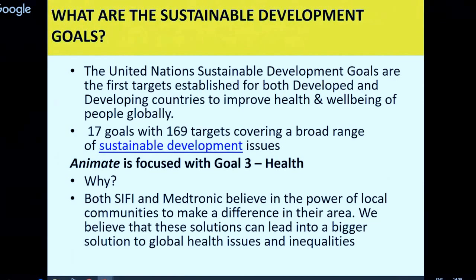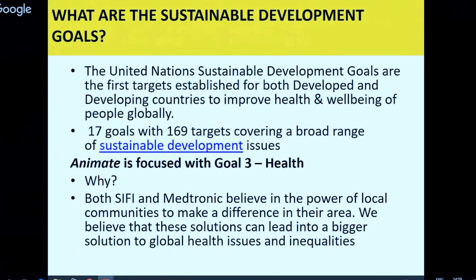So the Sustainable Development Goals, I suppose, can be a bit daunting. So just to give you a bit of an idea of what it is, the United Nations Sustainable Development Goals are the first targets ever established for both developing and developed countries, which has an aim to improve the well-being and basically a standard of life globally. There's 17 goals with 169 targets.